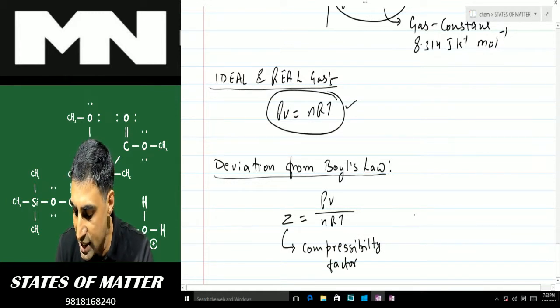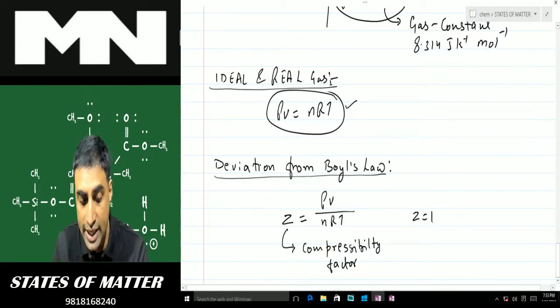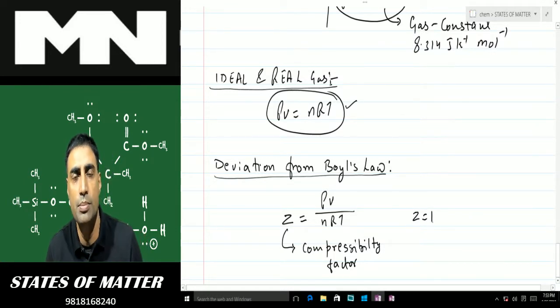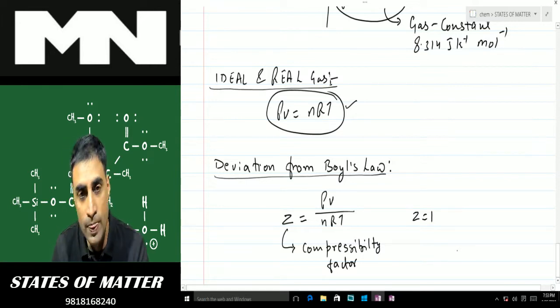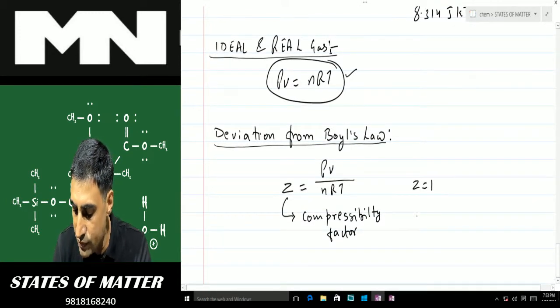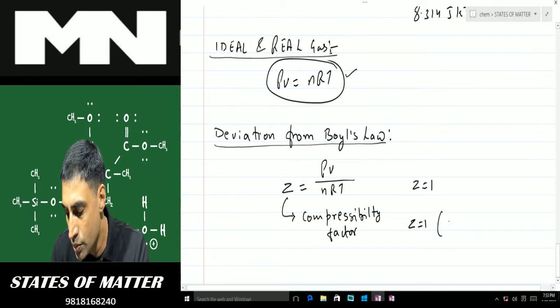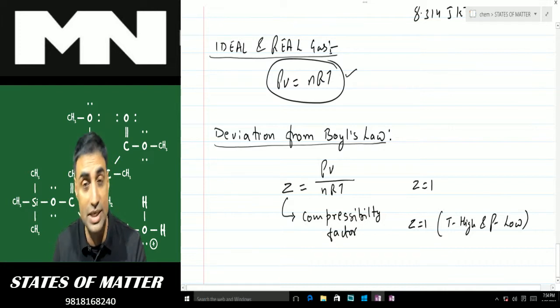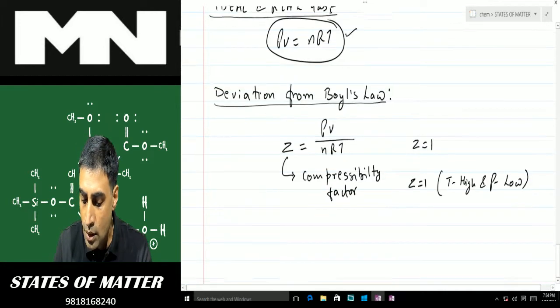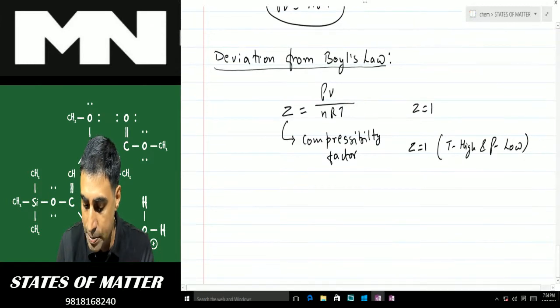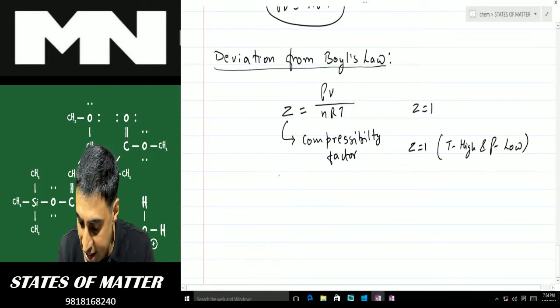Now, for an ideal gas, Z should be equal to 1 at all temperature and pressure conditions, because for an ideal gas, PV is always equal to nRT. However, it is observed that for a real gas, Z is equal to 1 only when temperature is high and pressure is low. That is when the volume of the gas is very large, then only Z is equal to 1. We can plot a graph between Z and pressure for any gas.